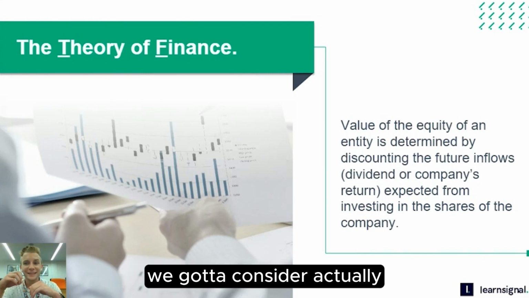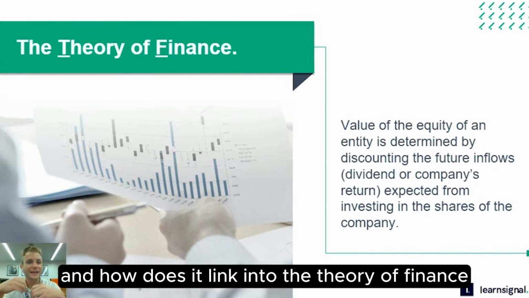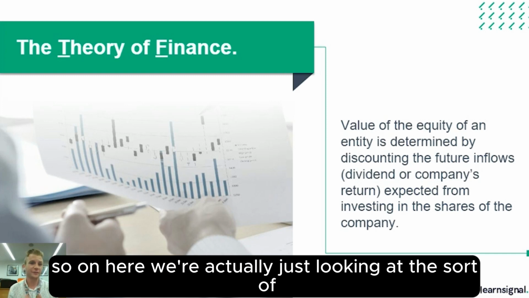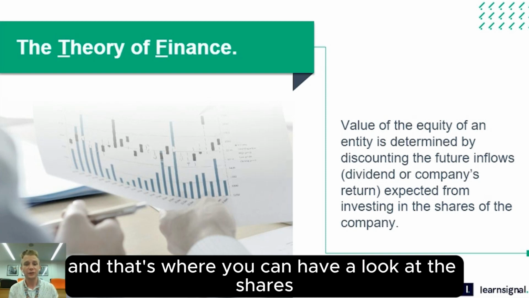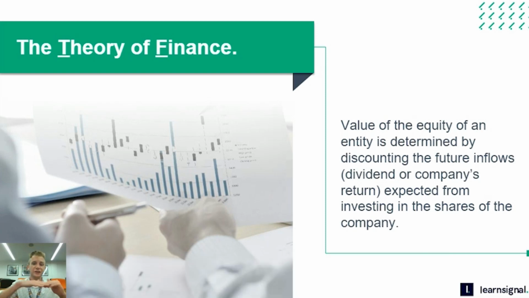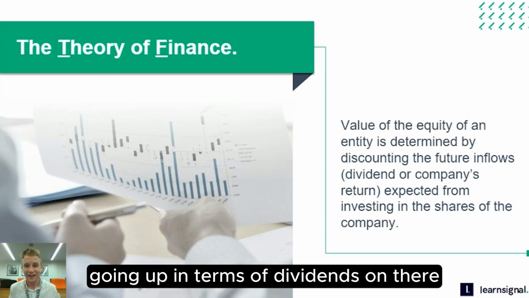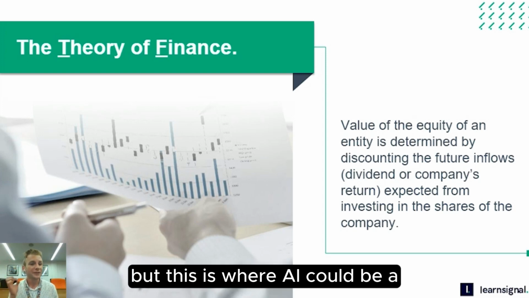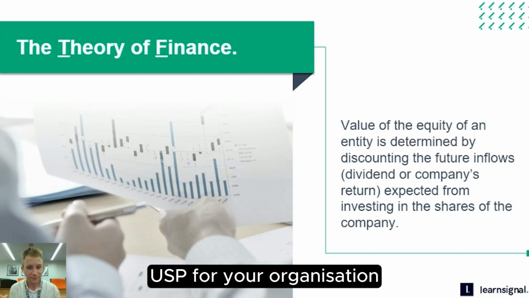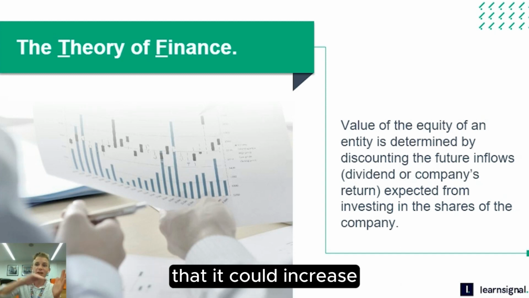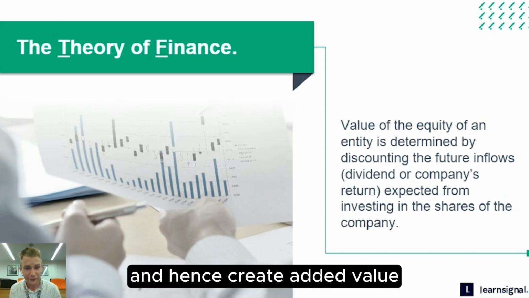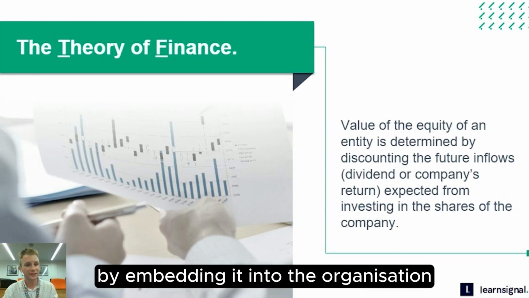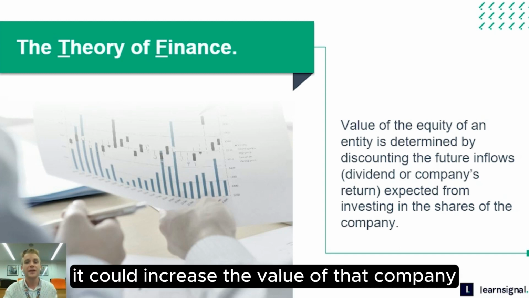First of all, we've got to consider where it would add value and how it links into the theory of finance. Here we're looking at the basic theories of how a company is valued. That's where you can look at the shares, the value of the company going up, in terms of dividends. Other factors are brought into it. But this is where AI could be a USP for your organization, that it could increase those discounted cash flows into the future and hence create added value. In other words, by embedding it into the organization, it could increase the value of that company.